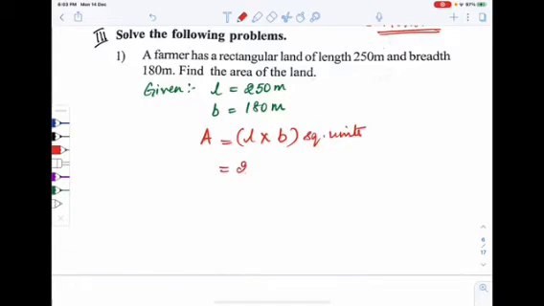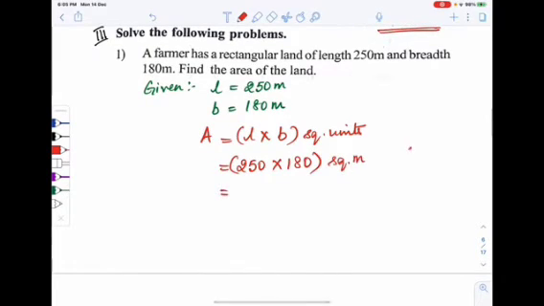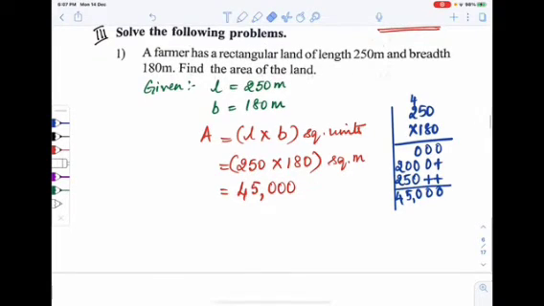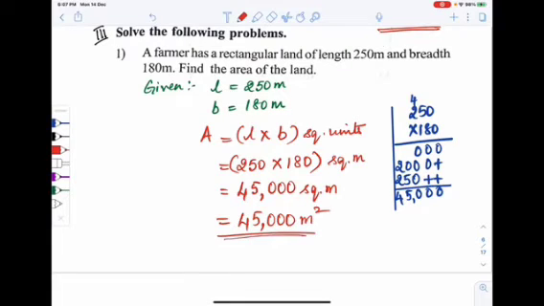This is equal to 250 into 180 square meters. Now if we multiply, this comes up to 45,000 square meters, or 45,000 meters square. Did you all understand, children?